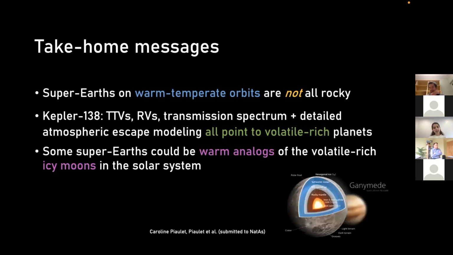And so finally, the idea is that some super-Earths could actually be warmer analogs of the volatile-rich icy moons in the solar system. If we think, for instance, about Europa, Jupiter's moon that has about 8% volatiles by mass, if we put it closer to the sun, instead of having an icy crust, we would expect it to have a steam atmosphere, the same way maybe Kepler-138c and d have.